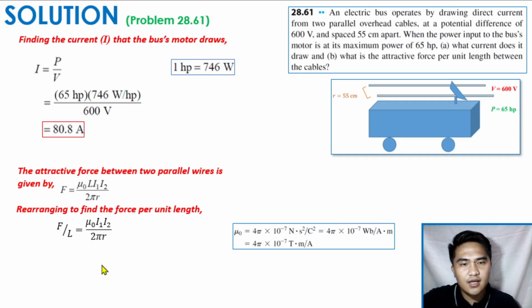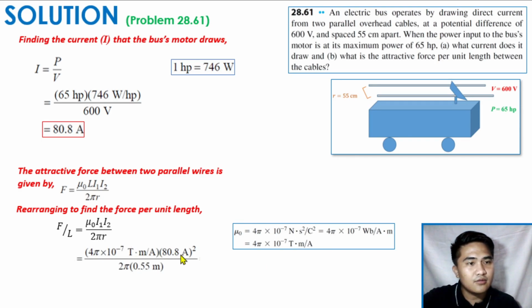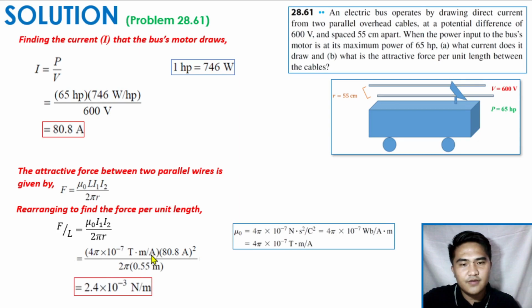Now, substituting the values, we have the magnetic constant here, and the current in both wires is 80.8 amperes, divided by 2 pi times the distance between the two wires. Solving this, we will get 2.4 times 10 to the negative 3 Newton per meter. So this is the attractive force per unit length between the two cables.